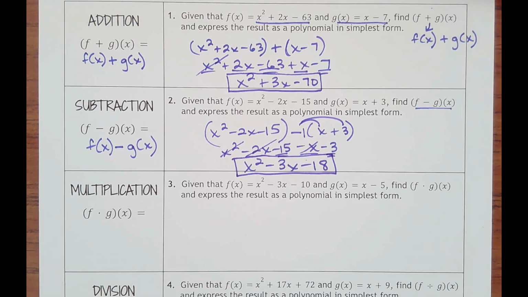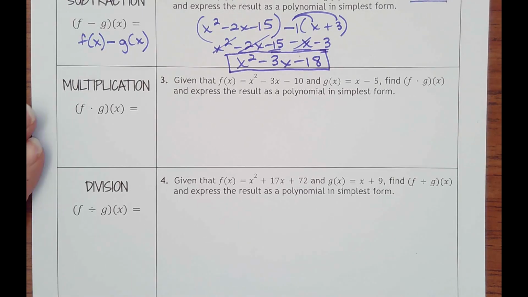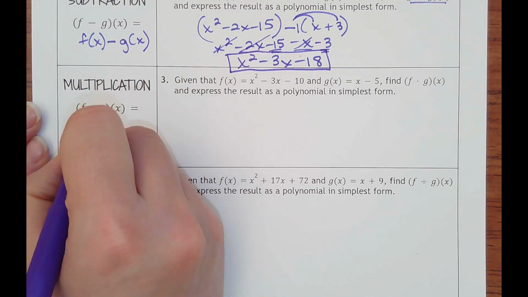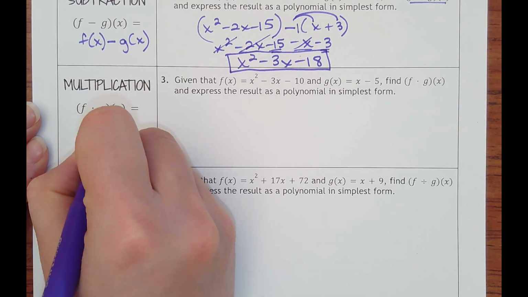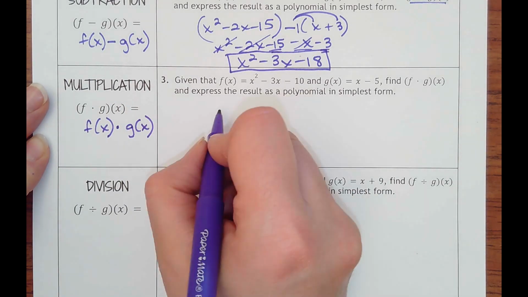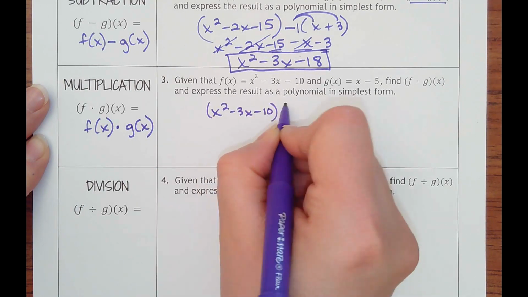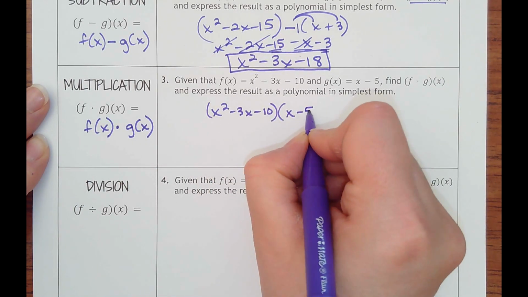Number three is multiplication. So as you can probably guess, when I see f times g of x, that really means f of x times g of x. And so I'm going to multiply x squared minus 3x minus 10 times x minus 5.